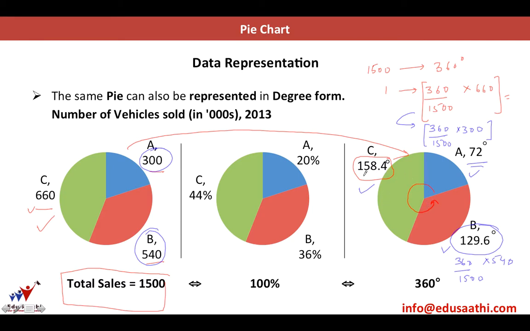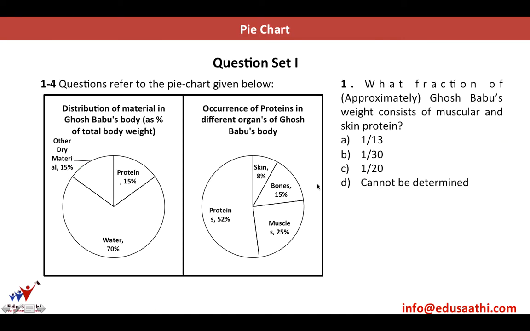So these are also the angles which are depicted here. This is 158.4 degrees, this is 72 degrees, and this is 129.6 degrees. I hope you are clear with how the data is represented using pie charts. Now we'll discuss a couple of questions so that you have more clarity on the concept. So let's move on to question set 1. This is an actual CAT level question.